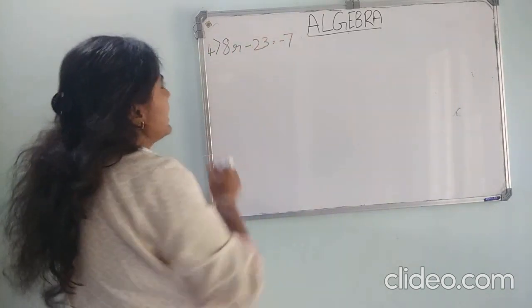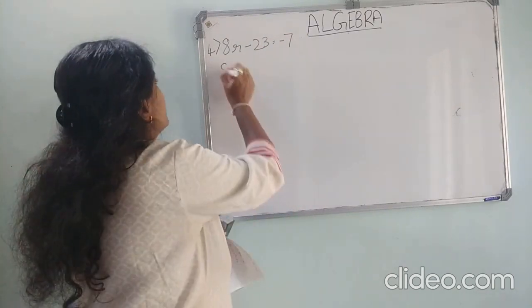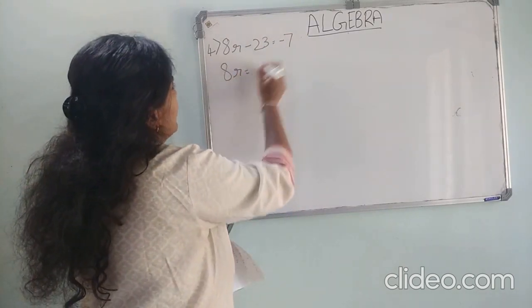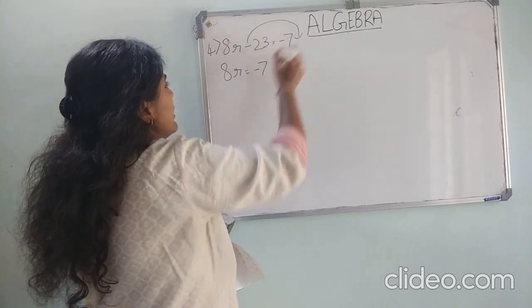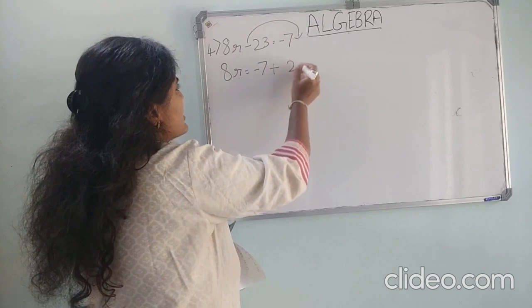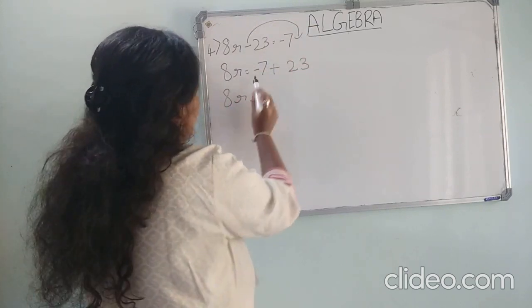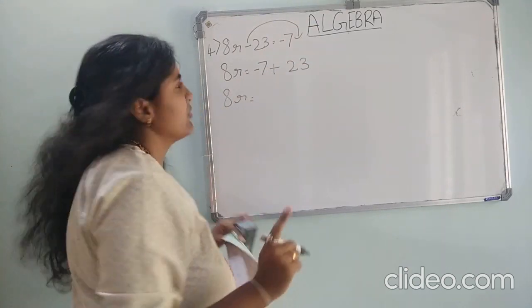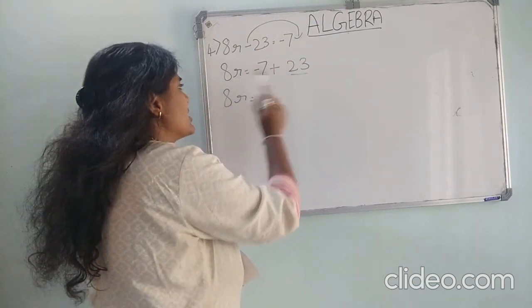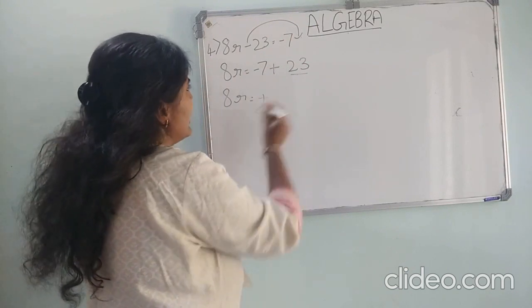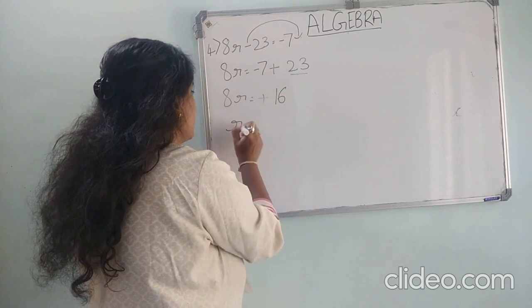Here 8r minus 23 is equal to minus 7. 8r is equal to minus 7, I'll write as it is. This minus 23 will come here and becomes plus 23. 8r is equal to, here plus and minus are there, so we have to do subtraction. The bigger number is 23, and its sign is plus, so the answer becomes plus only. So 23 minus 7 is 16. r is equal to 16.